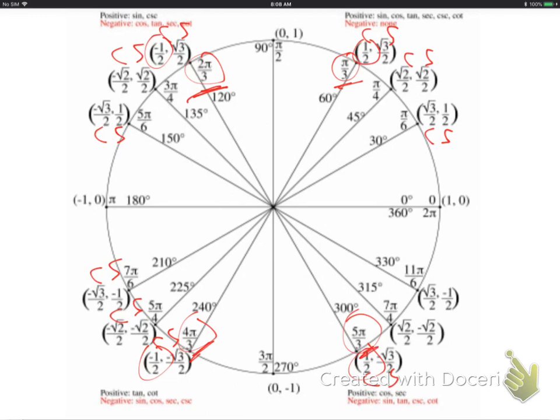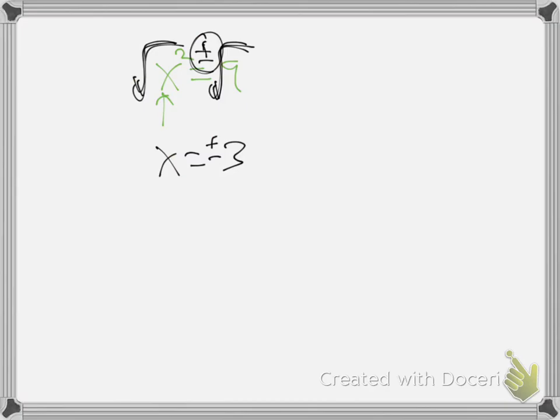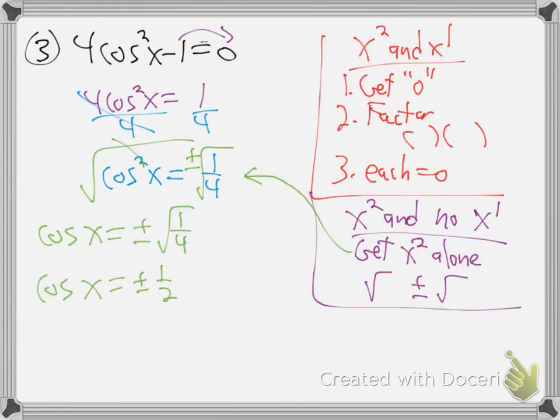So the answers are pi over 3, 2 pi over 3, 4 pi over 3, and 5 pi over 3. Good?